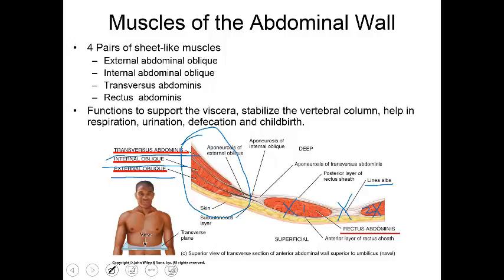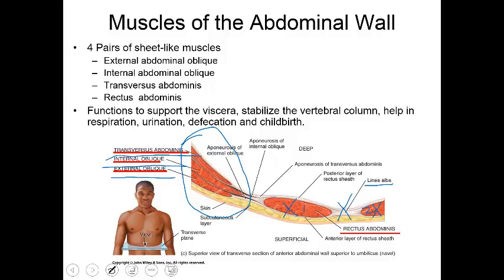So look at the names of these muscles. External oblique. External for superficial. Oblique, meaning that it is neither parallel to the mid-sagittal plane, nor is it perpendicular to the mid-sagittal plane. So those are your obliques.